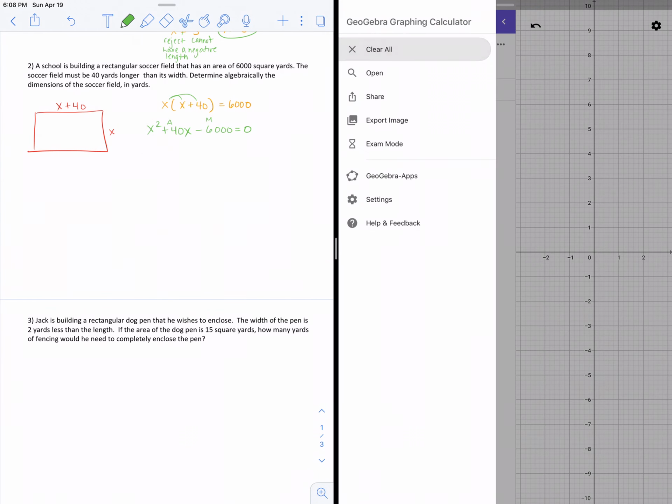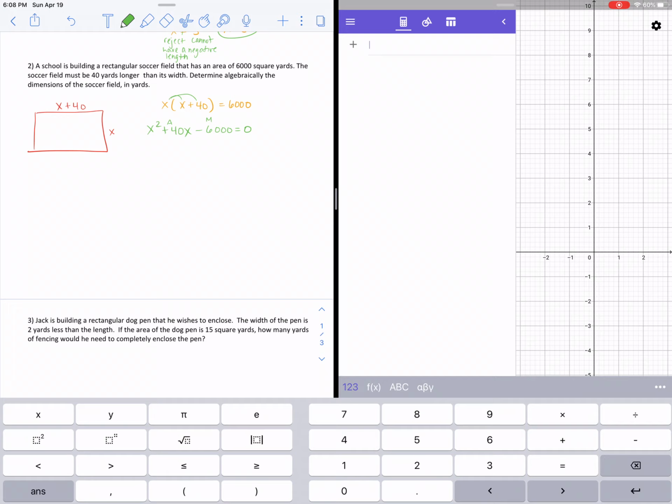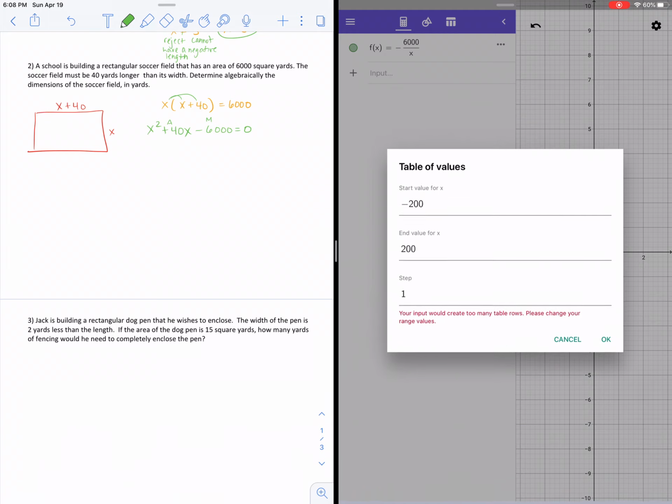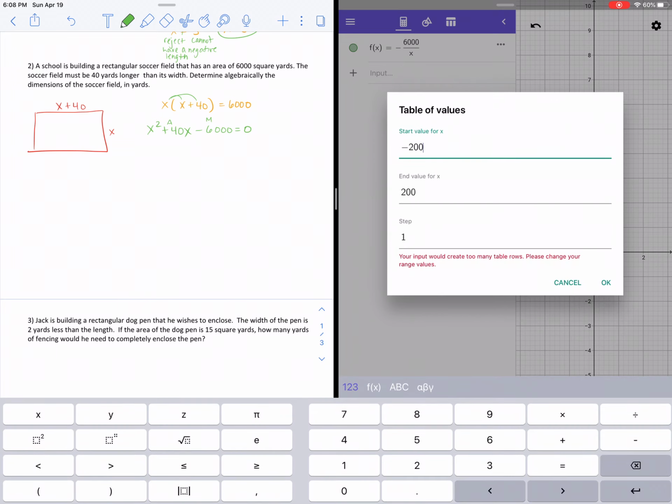I'm going to put in 6,000, actually it's negative 6,000, negative 6,000 divided by x, and I'm going to generate a table of values. Let's do negative 200 to 200. Will it let me do that much? No. So let's do negative 100 to 100, and we'll scroll that.